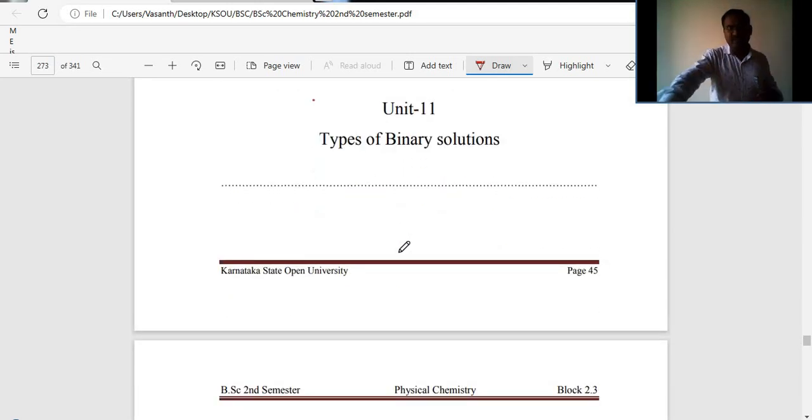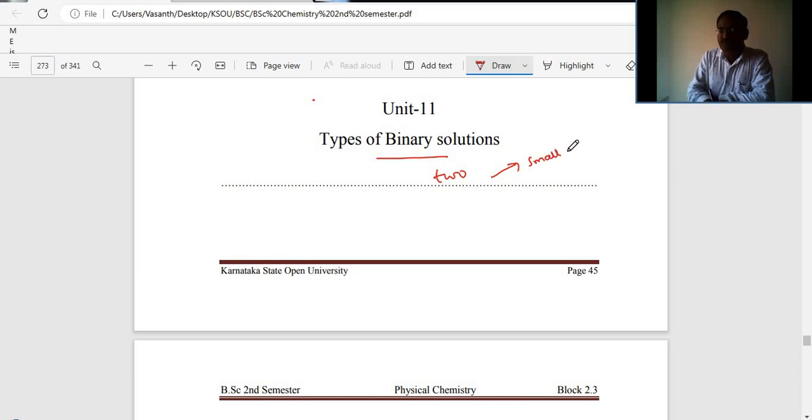We know that binary solutions, binary means two components mix with each other. It gives a binary solution. In those two components, what is the small amount or small portion of the solution called? Solute. In a solution, the large composition or large proportion, that is called what? Solvent.